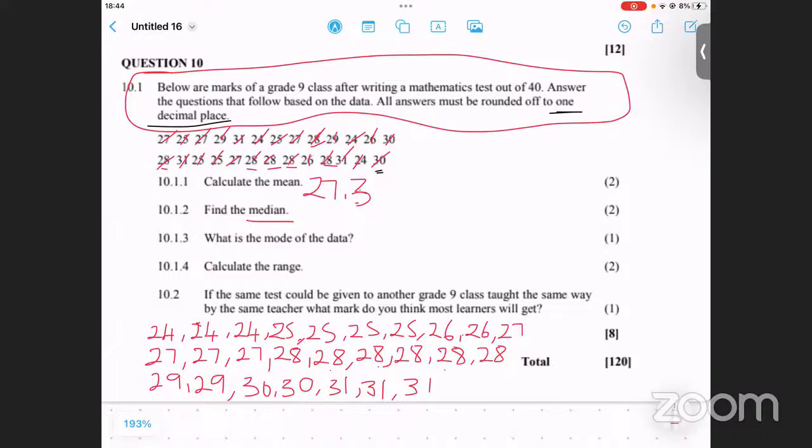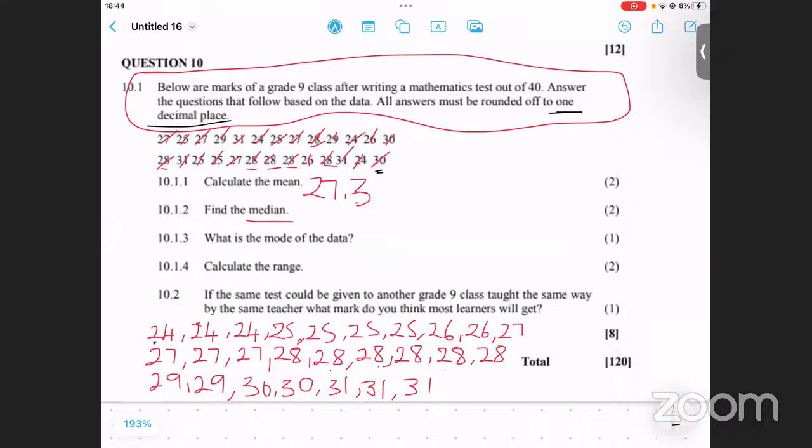Ma'am, is it 28? 28. How many terms do we have here? 25. 25 terms. Okay, let's see. If we have 25 terms, that means our middle term is going to be the 13th term. So 25 divided by 2 is 12.5, so that means the 13th is the middle term.